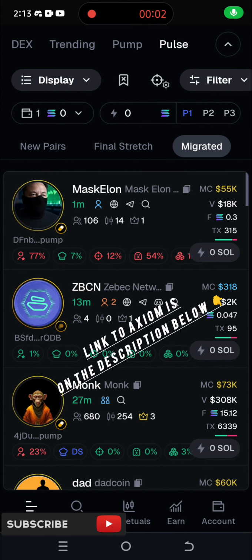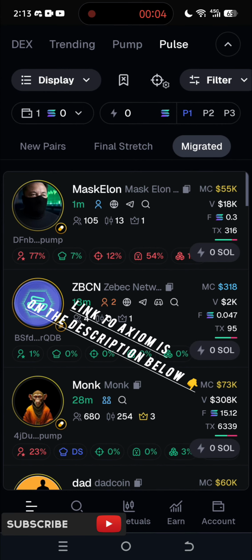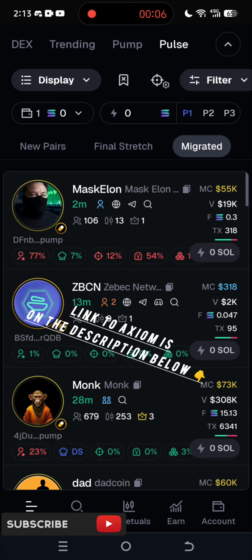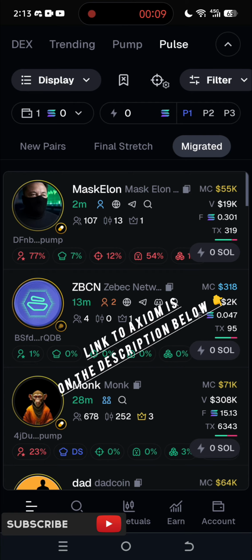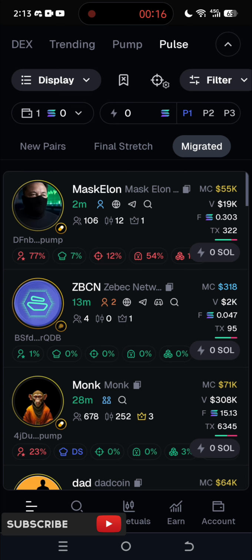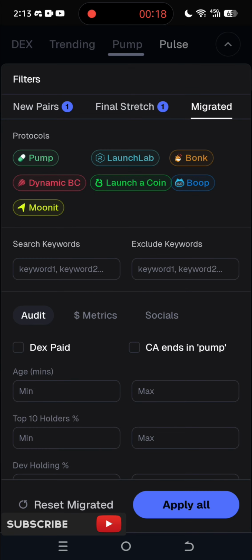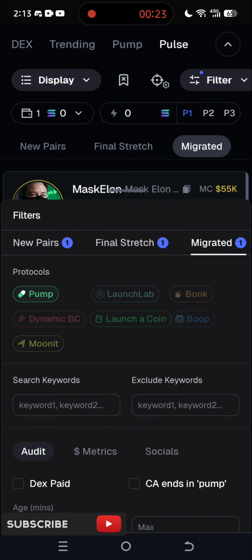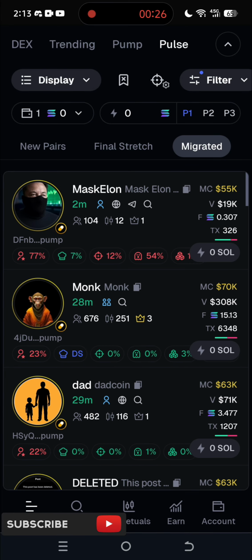So today we'll be looking at a strategy on making $100 daily in the trenches. We're going to be focusing only on Pump.fun token creation. So you click on the filter, click on the others to turn them off. I'm going to focus on Pump.fun creation.